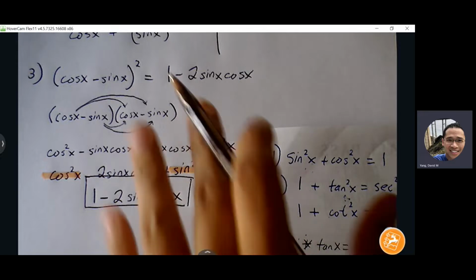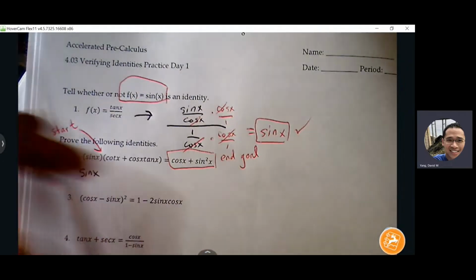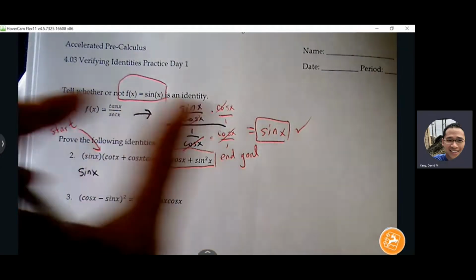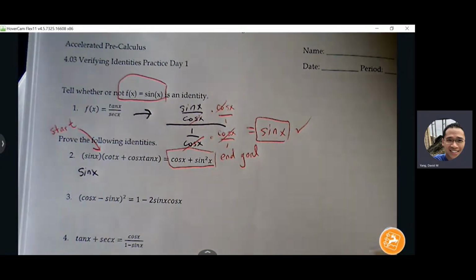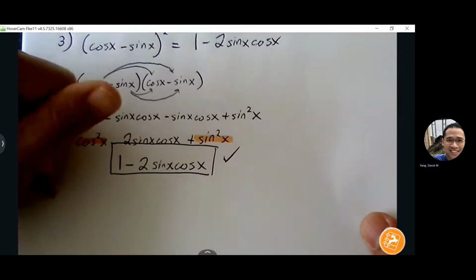So verifying just means it's like a proof where you have a beginning, and then you're told what the end is supposed to look like, and you have to fill in the gaps to get from the beginning to the end. Will we ever get one where we can't get to the right side? No. I won't give you one where you can't get to the right side. Okay, so you're always going to be able to work it through.